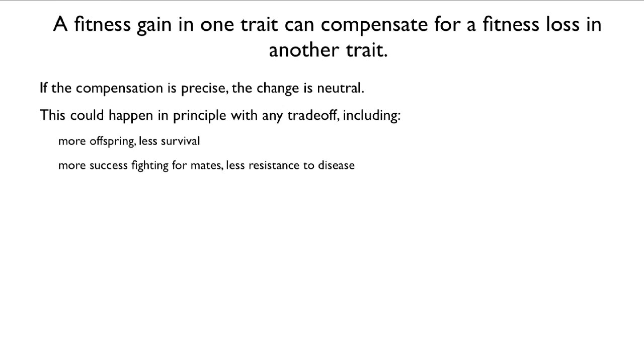More success in fighting for mates, but less resistance for disease. That would be a case where success in mating was actually being paid for by susceptibility to disease, and the result would be very similar. There would be more short-term reproductive success, less long-term survival, and the two could compensate so that over the course of the life, those two types had exactly the same lifetime reproductive success.